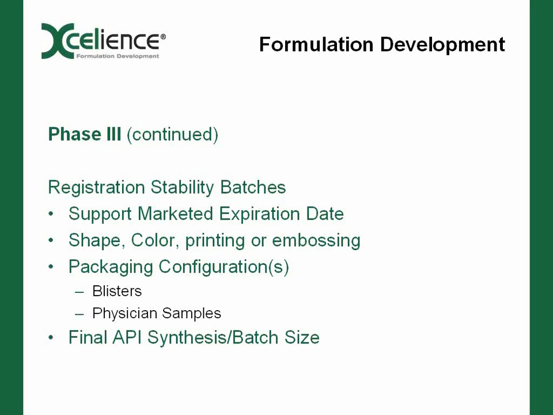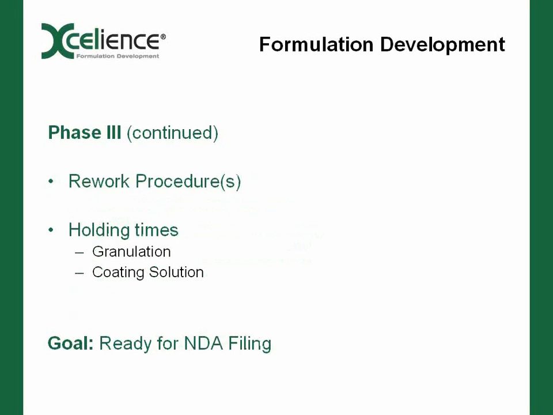The other thing we need to keep an eye on is that the API synthesis should be finalized by now, and it should be very close to its final batch size. We don't want to see a lot of physical or chemical changes happening to the API at this stage of the game. The other thing we want to keep in mind about our transfer or scale-up is rework procedures. We talked about roller compaction a little bit earlier. Again, if we know we're going to have fines and we want to reprocess those fines, we need to take that into account now at this stage.